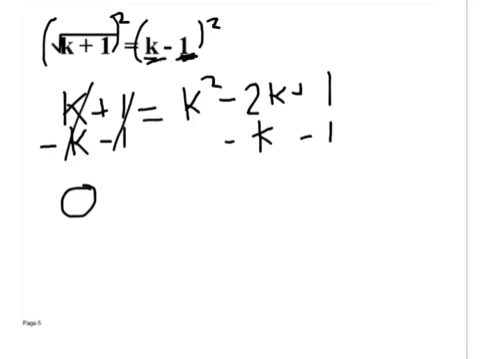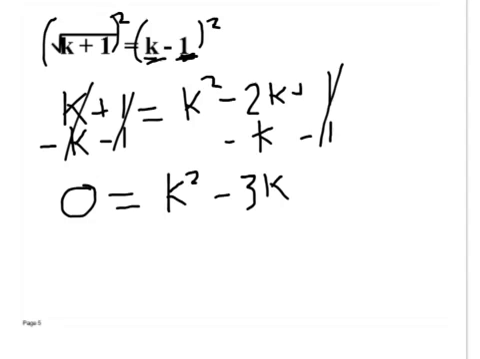Remember how to solve these? On that side, we have k squared, minus 2k and minus k, which is minus 3k. We have 1 minus 1, which cancels each other out. This is what we're left with: k squared minus 3k.